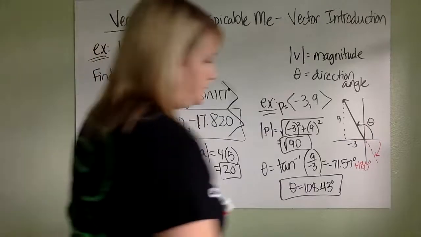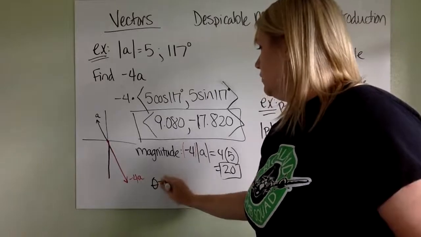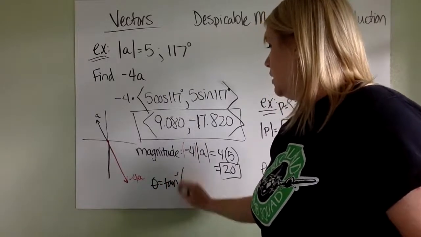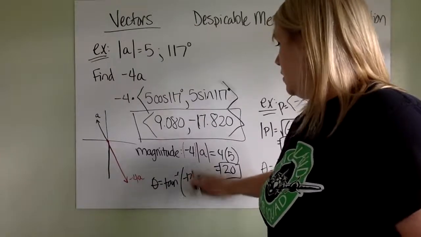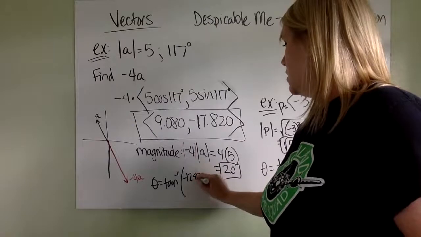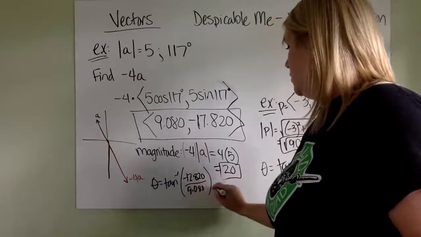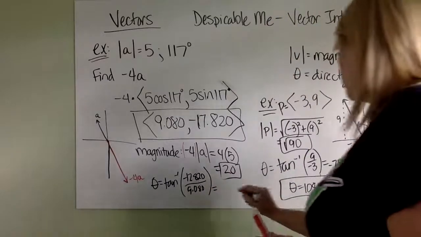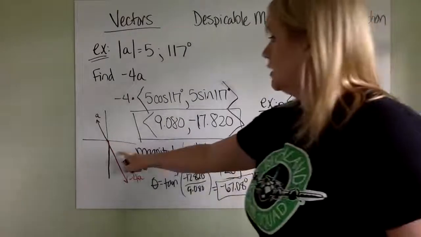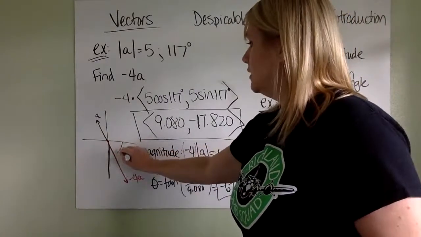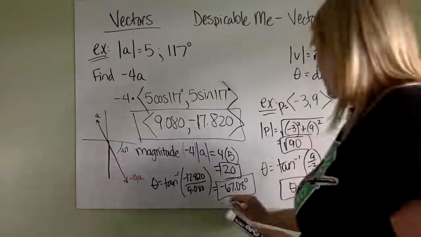And so then for the angle, we would do the inverse tangent of the negative 17.820 divided by the 9.080, and you get an angle of negative 67.08. Now that works just fine because it's a fourth quadrant, right? Negative 67 degrees is right there, and that works. You could also add 360 to it.